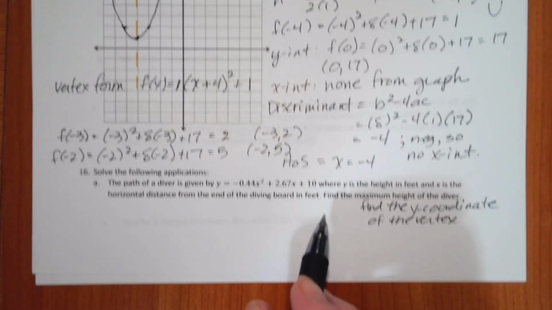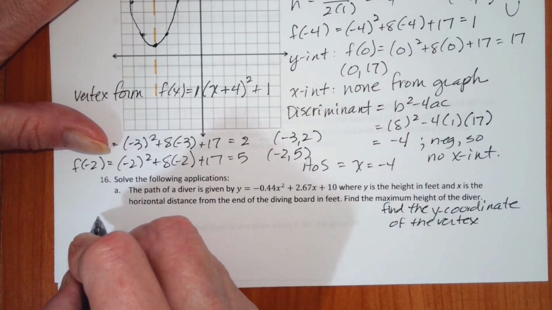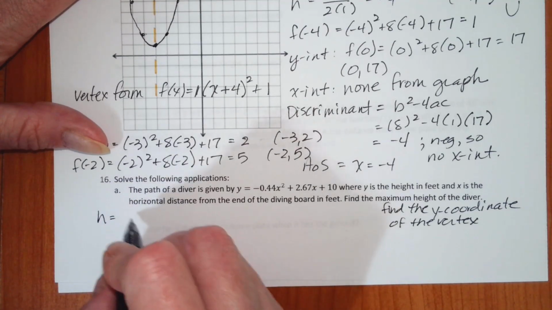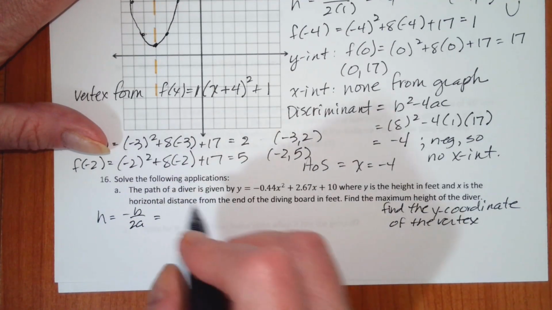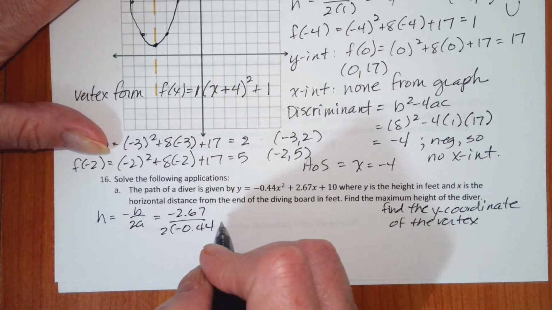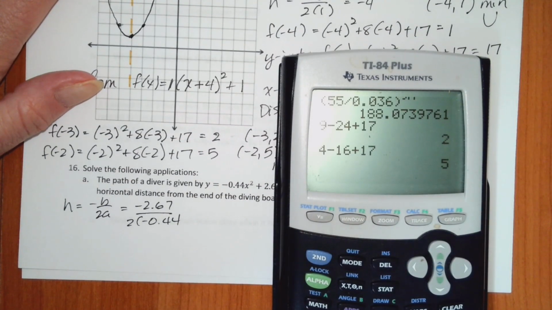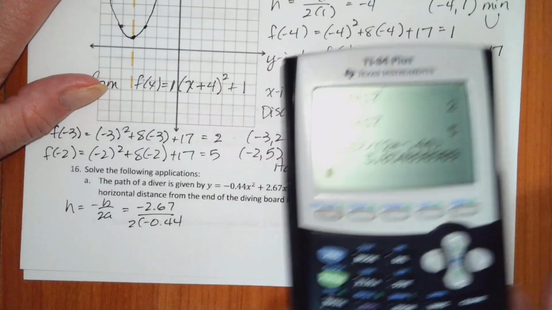Okay, so find the maximum height. I have to find h, which is negative b over 2a, which is negative 2.67 divided by 2 times negative 0.44. And let's see what happens there. If I have negative 2.67 divided by 2 times negative 0.44, I get 3.03, let's call it 3.